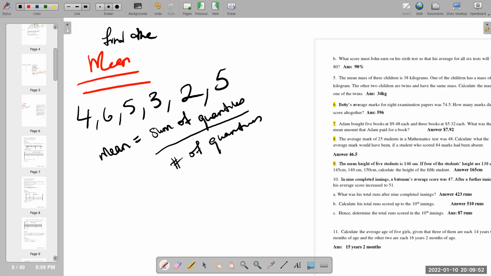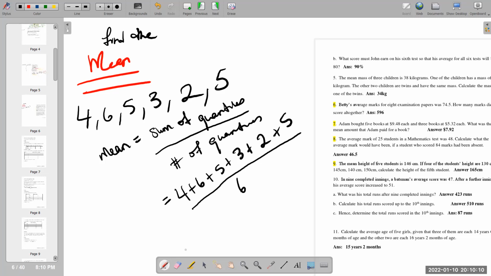Then you show your working, and my working would be 4 plus 6 plus 5 plus 3 plus 2 plus 5. All divided by how much, guys? Excellent. What is the answer in the numerator? 4 plus 6, 10, 8, 20, 25. So that's 25. That's correct, right? 25 over 6.